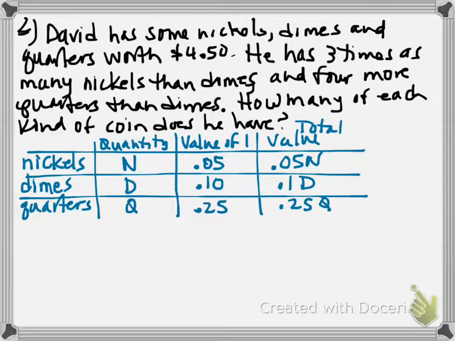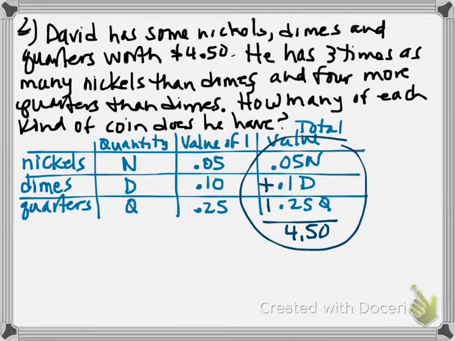Now, they told us one other piece of information that dealt with total value. What was that other piece of information that mentions total value? Trent. Which is $4.50. So these together add up to equal the 450. So that's our first equation. 0.05 N plus 0.1 D plus 0.25 Q equals 450. Okay? All right, let's come up with another equation.